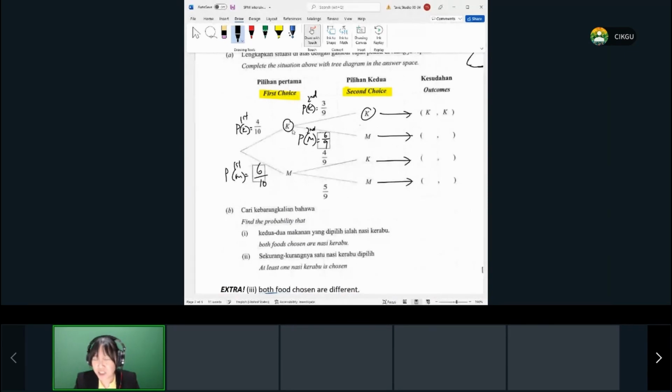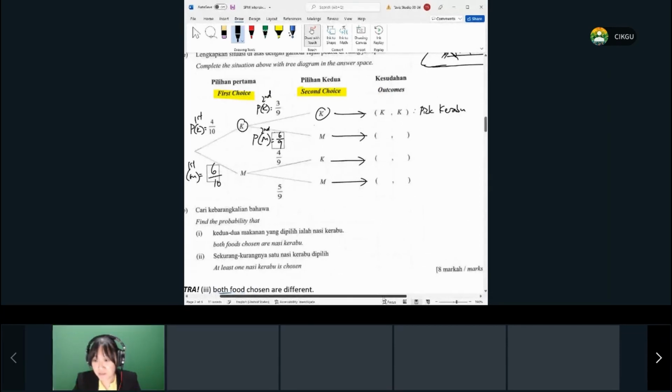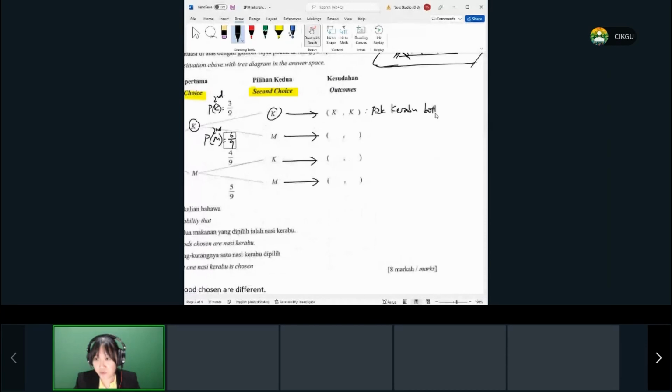So the first branch, what is the outcome? It is that you pick a kerabu at the first choice and then pick another pack of kerabu again for the second choice. That's why they put K and K. So for this one, what this means is you pick kerabu both times.